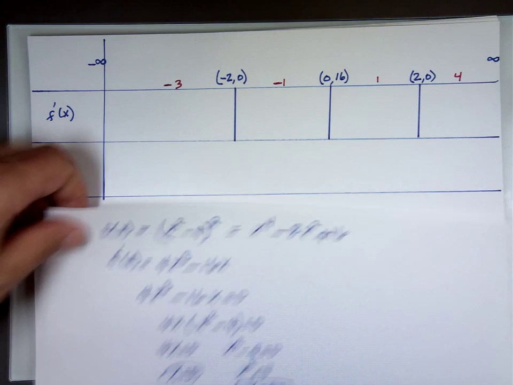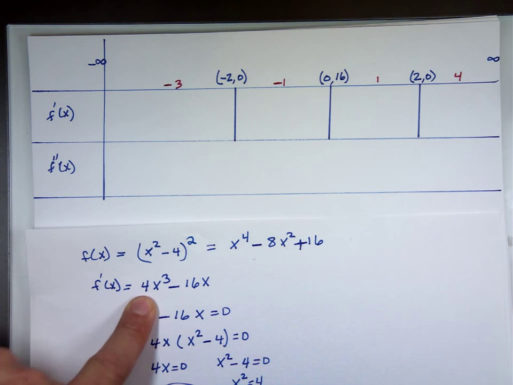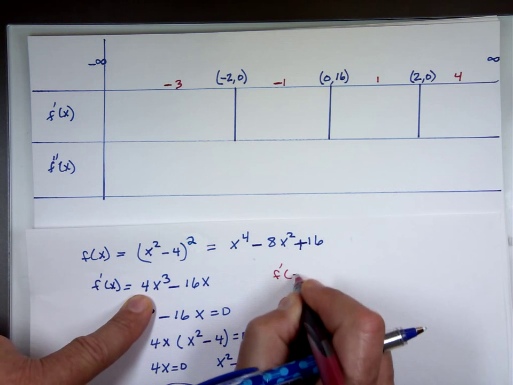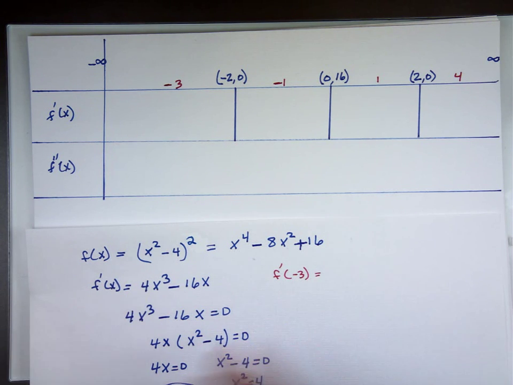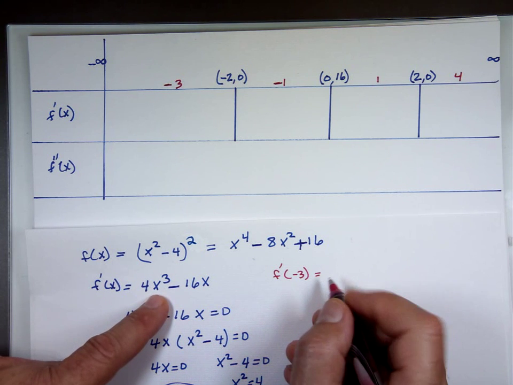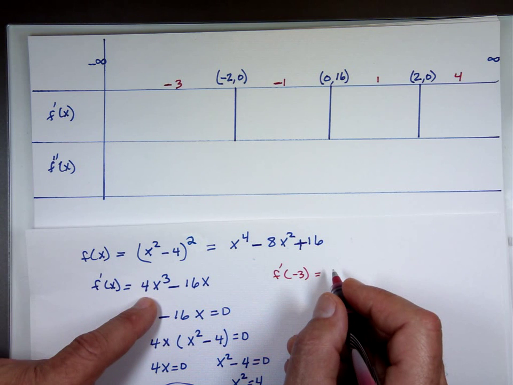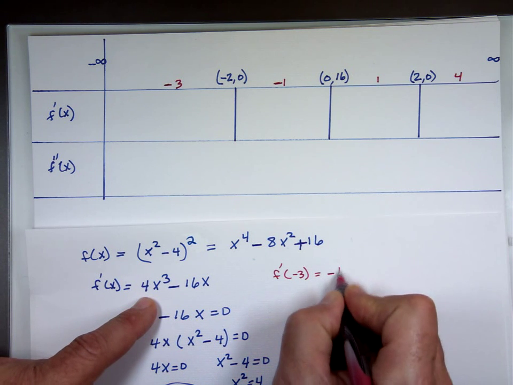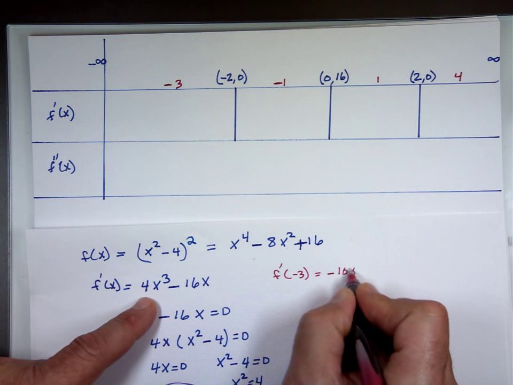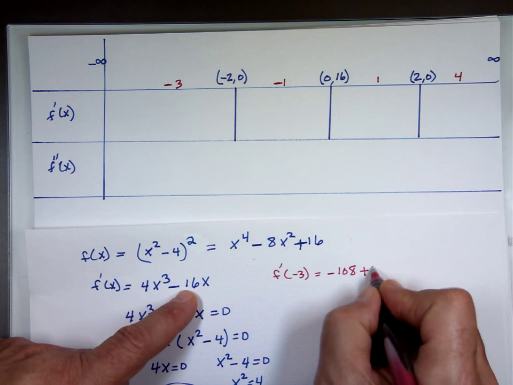Let me test them in the derivative. This is the derivative here. Can you see it? So what is the derivative at -3? -3 cubed is -27. -27 times 4, is that -108? Yep. And this would be plus 48.